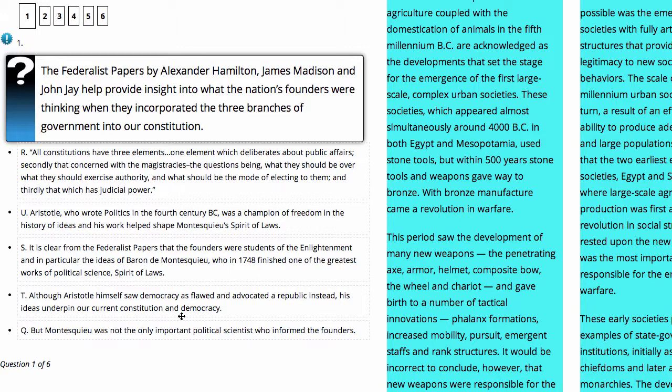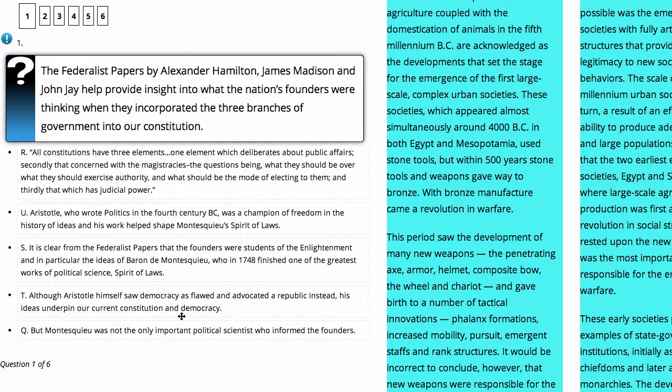"All constitutions have three elements." No, that seems to be a quotation or a specific example, not a good follow-on to the idea of the Federalist Papers and our founders' thoughts in arriving at three branches of government. "Aristotle wrote Politics in the 4th century BC." Well, Aristotle was not introduced in the first sentence, so that would not be a very good follow-on sentence, so we can eliminate U.